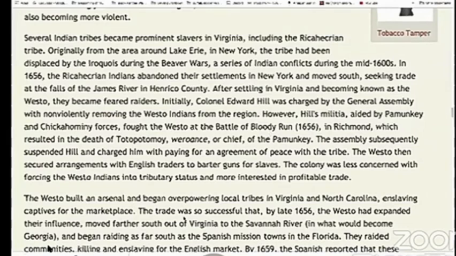Initially, Colonel Edward Hill was charged by the General Assembly with non-violently removing the Westo Indians from the region. However, Hill's militia, aided by Pamunkey and Chickahominy forces, fought the Westo at the Battle of Bloody Run in 1656 in Richmond, which resulted in the death of Totopotomoy, chief of the Pamunkey. The assembly subsequently suspended Hill and charged him with paying for an agreement of peace with the tribe. The Westo then secured arrangements with English traders to barter guns for slaves. The colony was less concerned with forcing the Westo into tributary status and more interested in profitable trade.